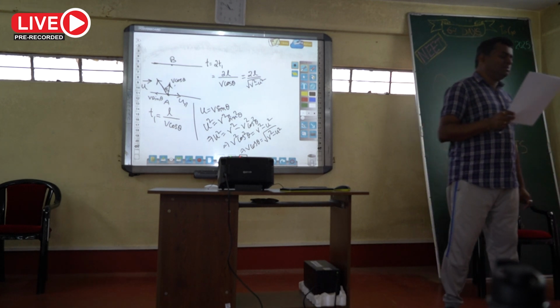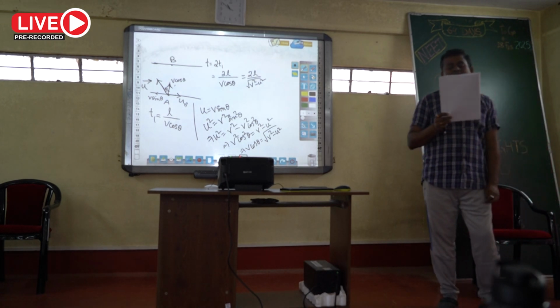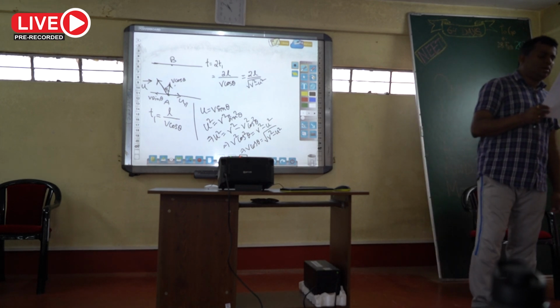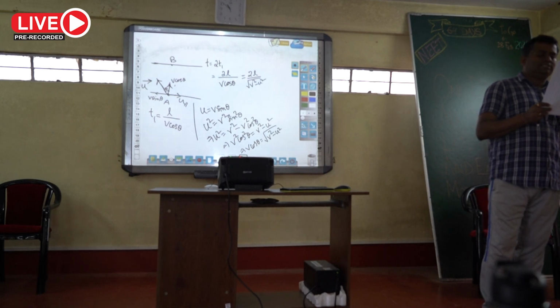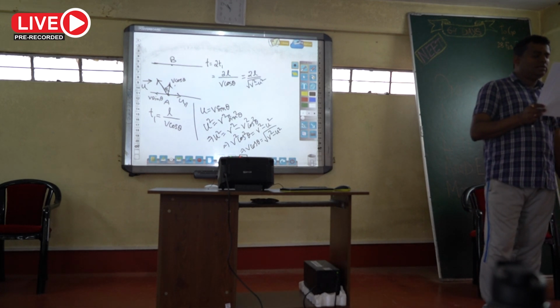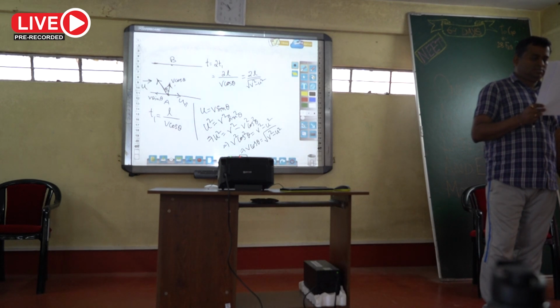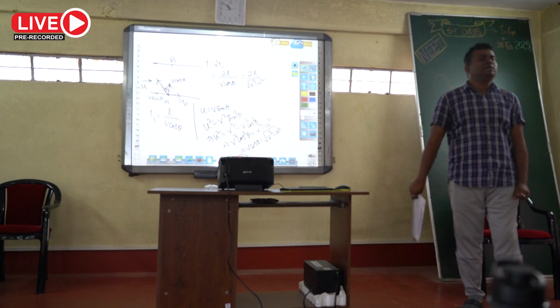The next one, paraffin has relative permittivity K given as 2.1, and the refractive index of the paraffin is to be found, given the relative permeability of paraffin mu r equal to 1.